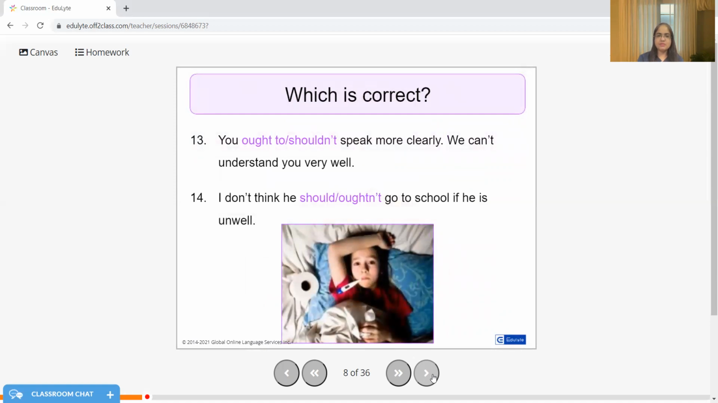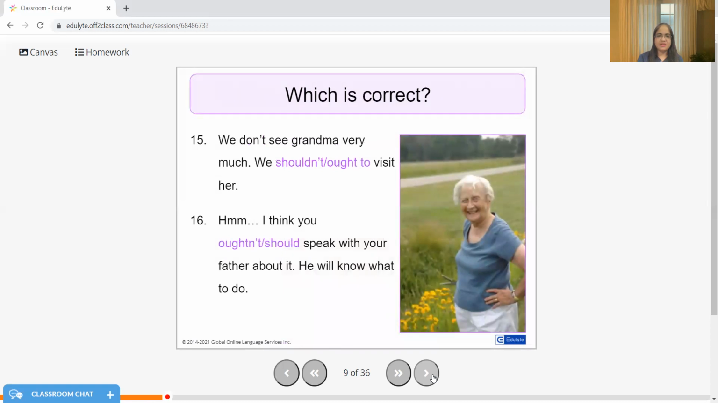Now, which is correct from the given sentences? Let's try together. You ought to speak more clearly. We can't understand you very well. I don't think he should go to school if he is unwell. We don't see grandma very much. We ought to visit her. This is our responsibility. I think you ought not speak with your father about it. Or, I'm sorry, I think you should speak with your father about it. He will know what to do.